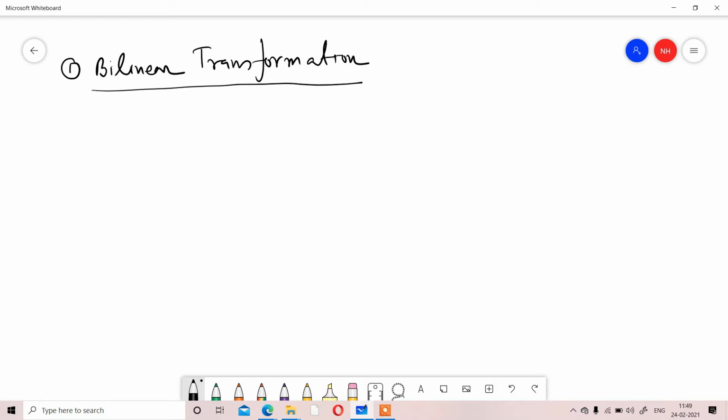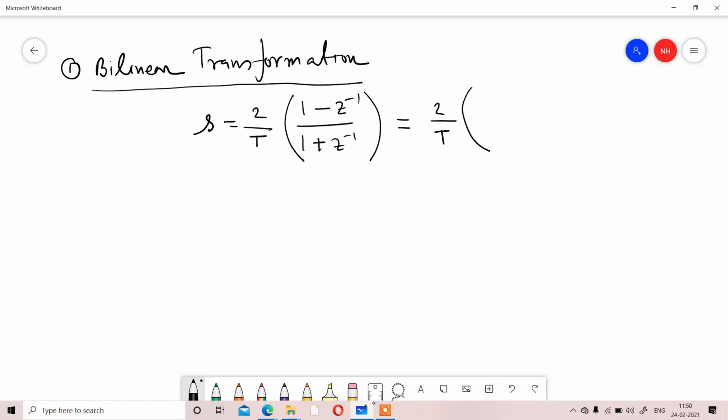That may be Butterworth, that may be another type of filter, but bilinear transformation is used to convert the analog filter into the digital domain. For that case, you are getting the analog filter transfer function in the format of S. Simply you need to represent S by that value. In the analog transfer function, you need to represent S by that value. If we represent that, all the analog filter represented in the S domain will be converted into the Z domain.